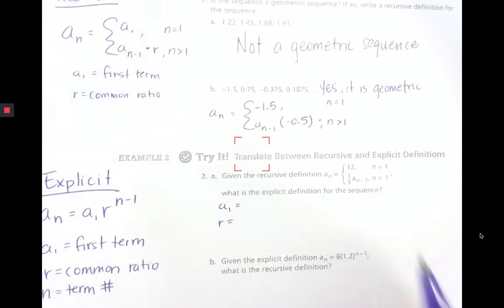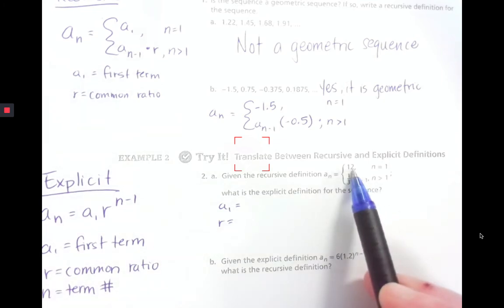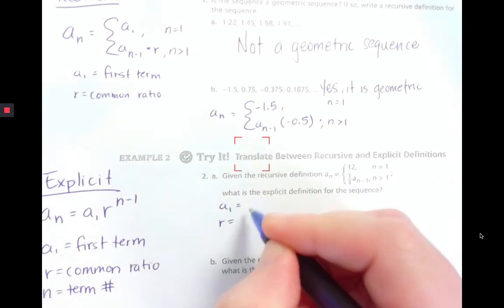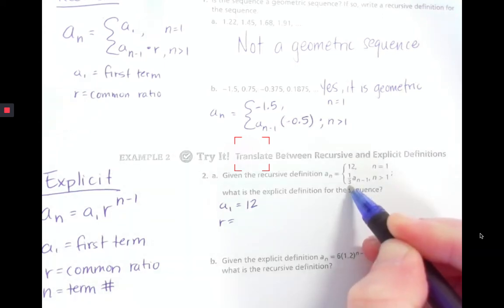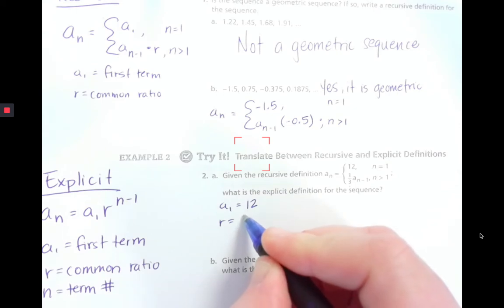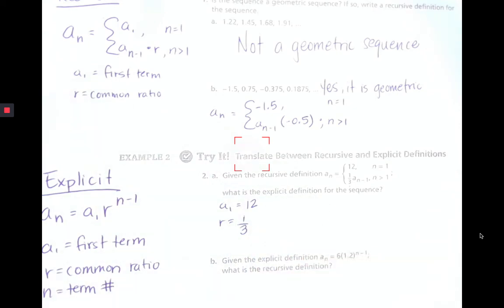All right, so what is our first term? Our first term comes from right here. Our first term is 12. So that's what we do first, is identify that first term. Our common ratio is given to us right here in front of A. Our common ratio is 1/3.